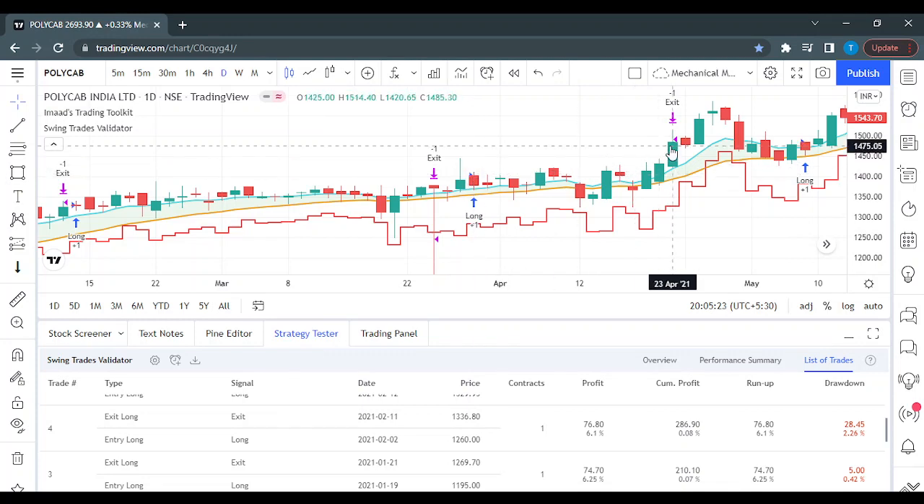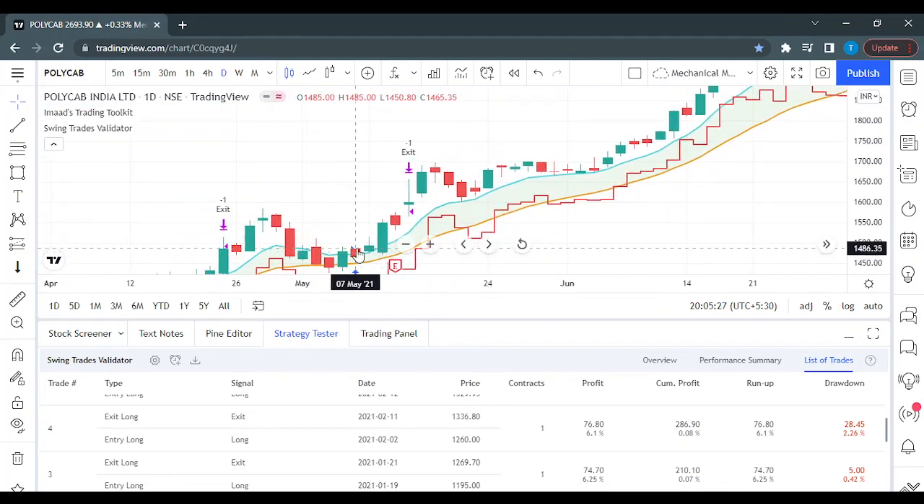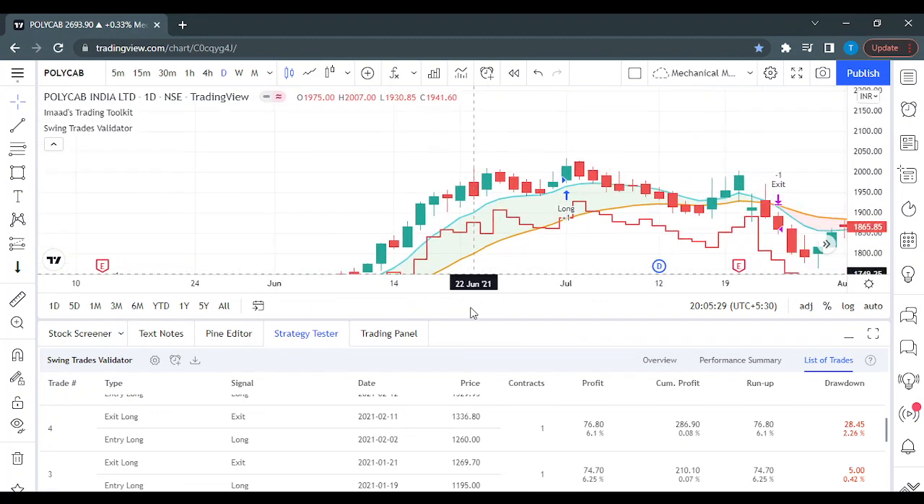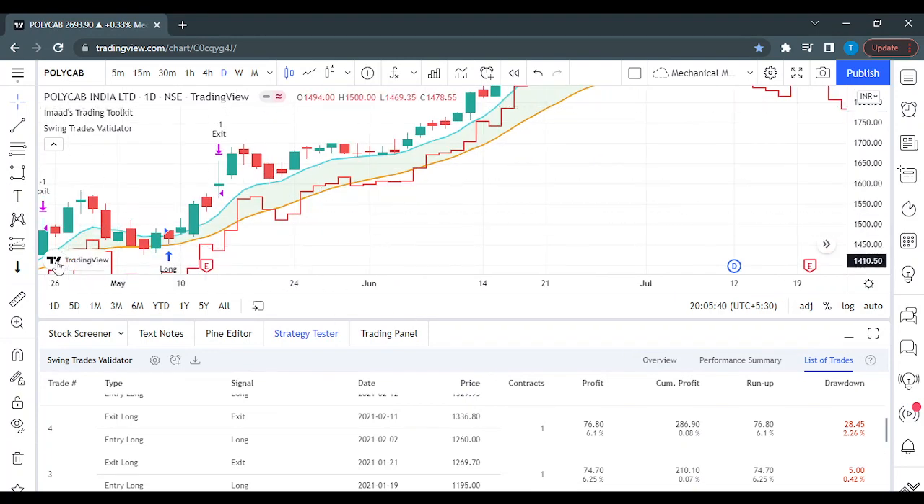Long entry here, we would have taken an exit here with a profit. Long entry here, we would have taken an exit with the profit. Long entry here, this one we would have taken an exit with a loss, right, a stop loss. And why would we not enter this particular trade? Because it is already overextended from the bullish crossover, right?